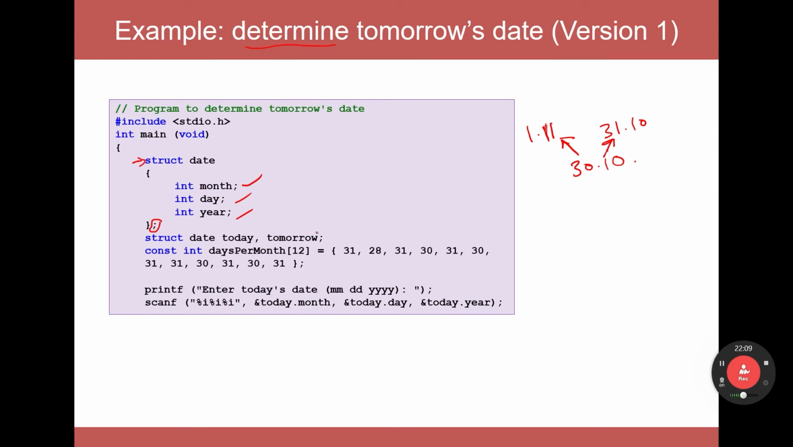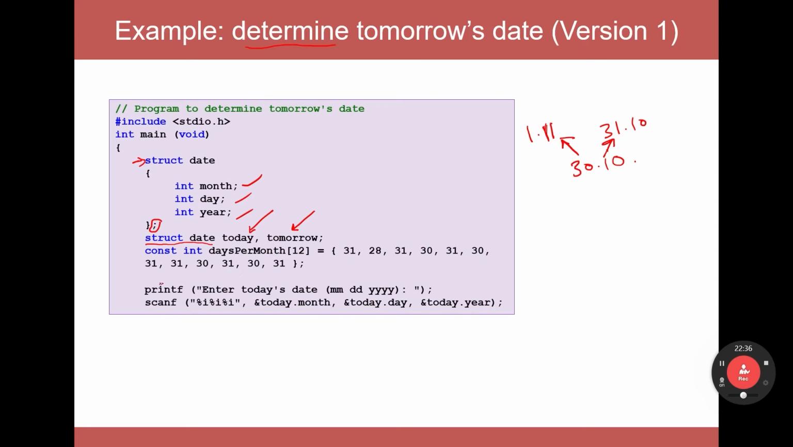Okay, then now after that, I will define 2 dates. One is today and one is tomorrow, okay? So I will define 2 variables of type date, okay? Of structure date. So the first variable today and another one is tomorrow. So today I will insert from the keyboard, and tomorrow it will be calculated automatically by the software.